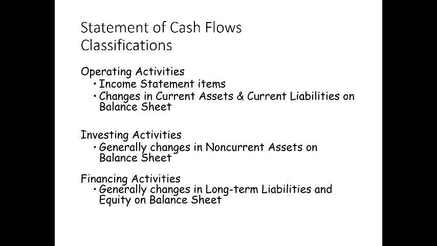So operating activities are generally related to income statement items and changes in current assets and current liabilities on the balance sheet. Current assets minus current liabilities is usually called working capital. So talk about those as working capital accounts. Current assets and current liabilities are parts of your working capital. They're associated with your operating activities.